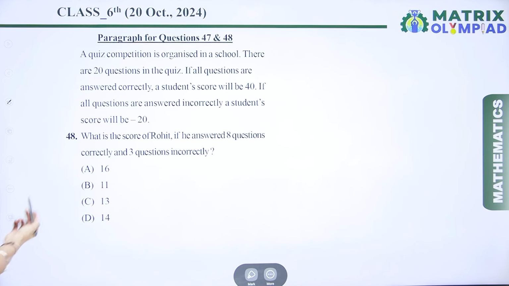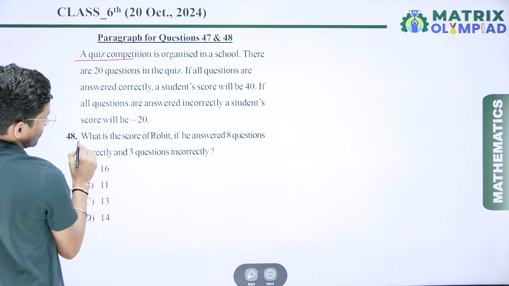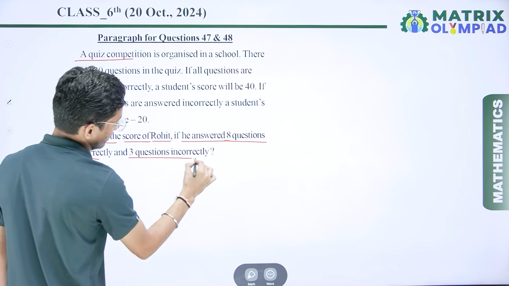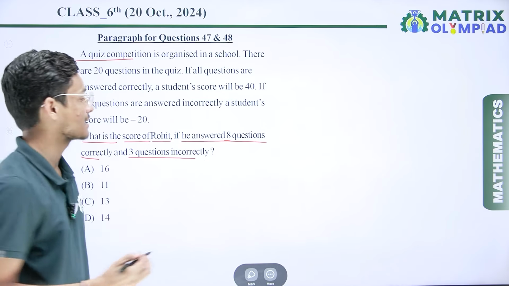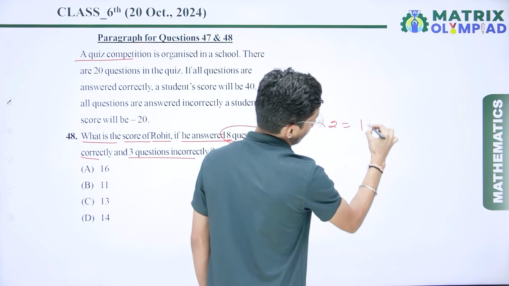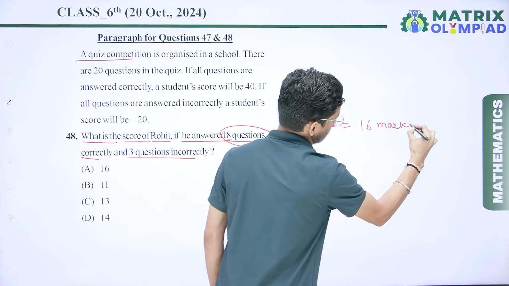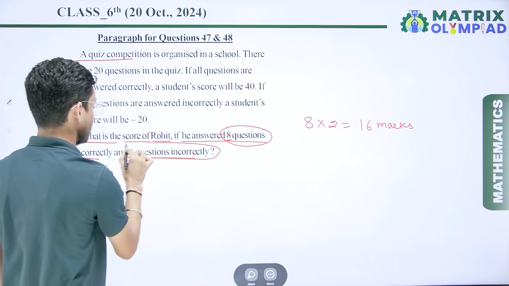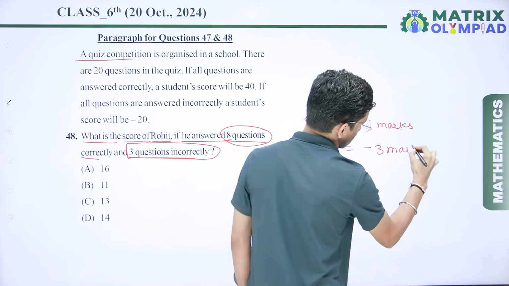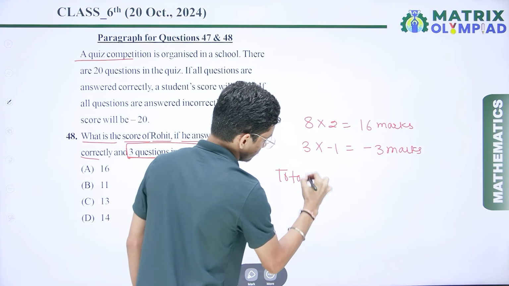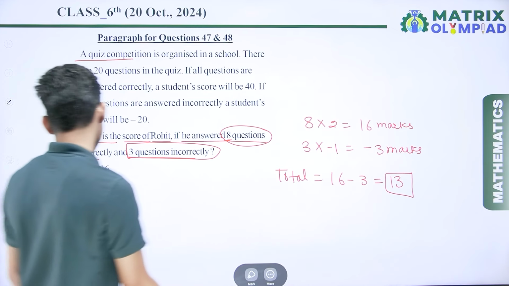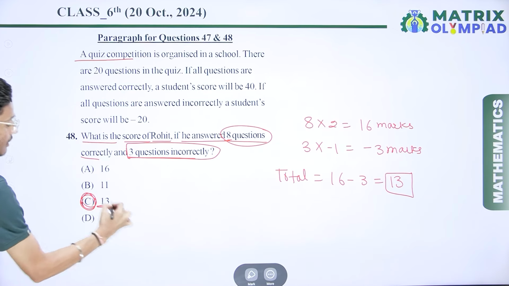Now the next question, which is again based on the same paragraph. What is the score of Rohit if she answered 8 questions correctly and 3 questions incorrectly? For correct questions we get 2 marks. The number of correct questions is 8, so 8 multiplied by 2 is 16 marks. And 3 questions are incorrect; for each incorrect question we deduct 1, so minus 3 marks. The total marks are 16 minus 3, equal to 13. Check which option is 13. So option number C is the correct answer.